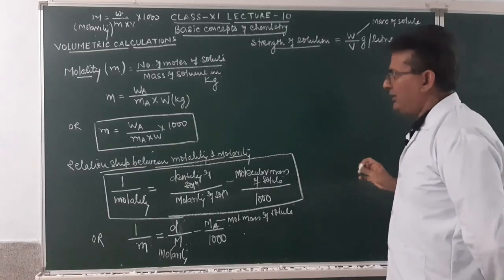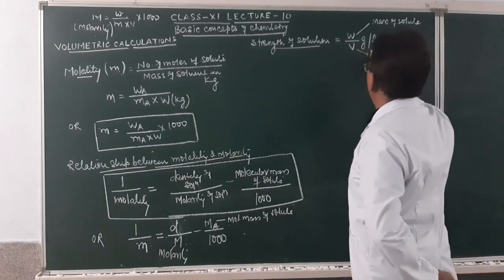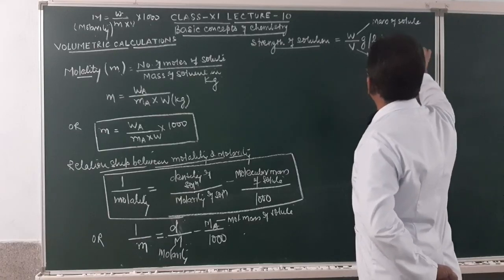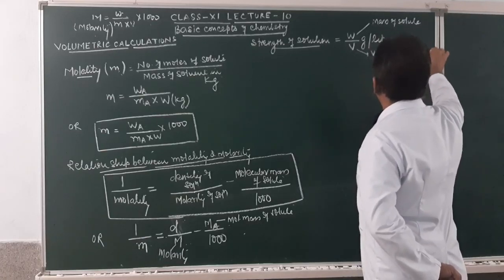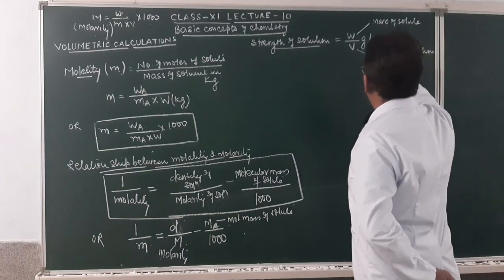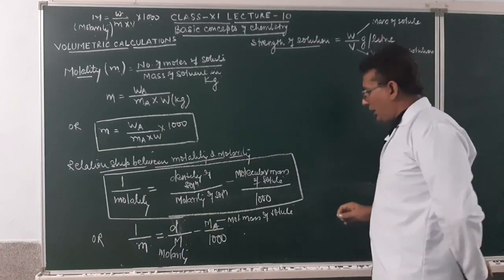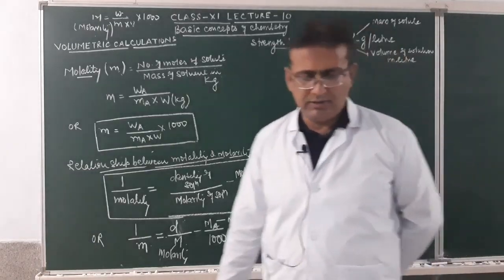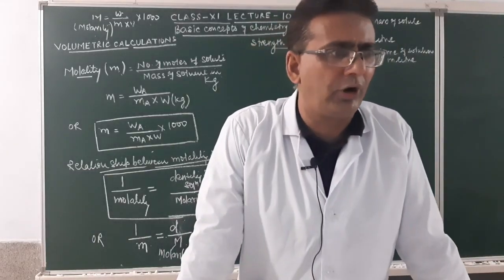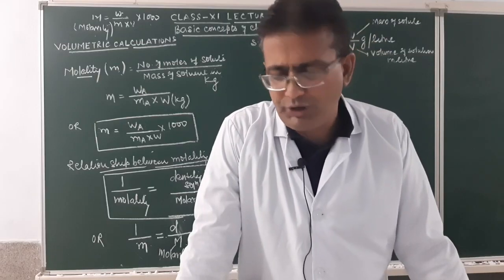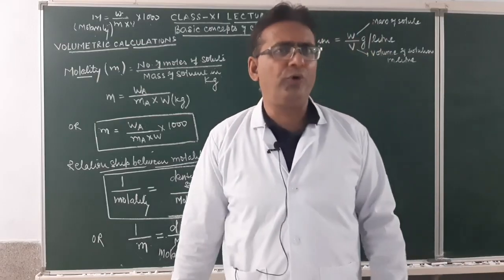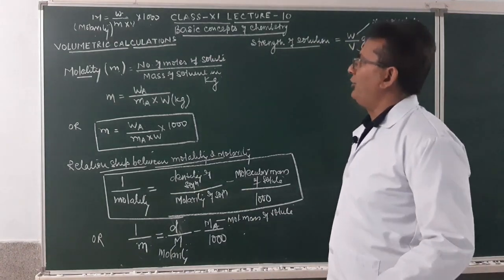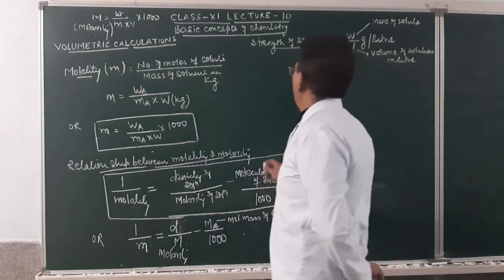And what is V over here? V is the volume of the solution in liter. Mass of solute to the volume of solution in liter. Am I clear? So how do we define the strength of the solution? It is a ratio between the mass of a solute dissolved in V liter of the solution. Three ways are clear.